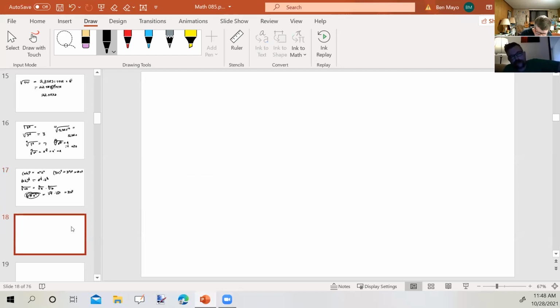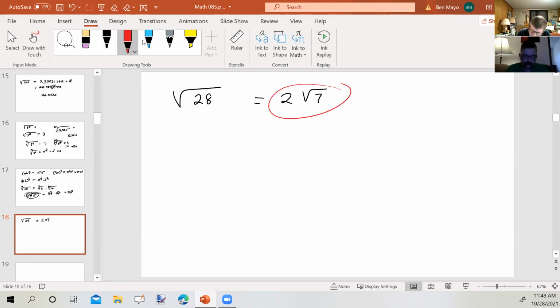Let's say I have the square root of 28. Now, the directions say this. It says simplify each expression. The final answer, I'm going to tell you ahead of time, the final answer is 2 square roots of 7. Now, does that look simpler than that? Not really. So maybe we need to define what we mean by simplify the radical.